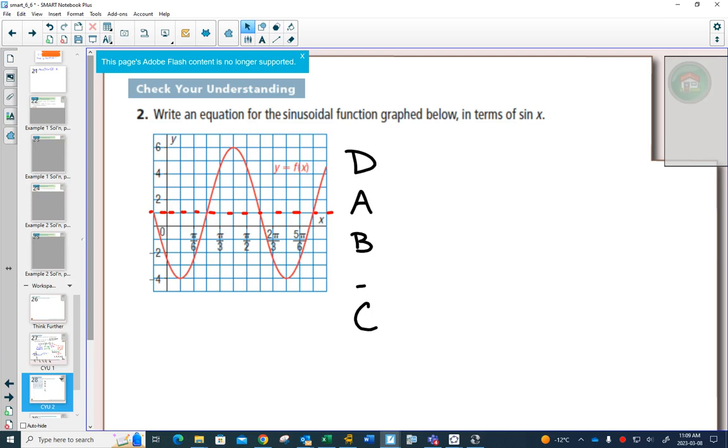Now if I check, what's the distance from my center line to a maximum? It's 5. Center line to my minimum, it's also 5. So not only did I figure out my center line has to be at 1, can you see that we also just figured out what our amplitude is? Our amplitude is the distance from the center line to a maximum. It's going to be 5.